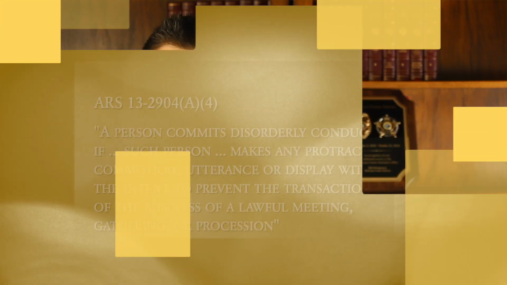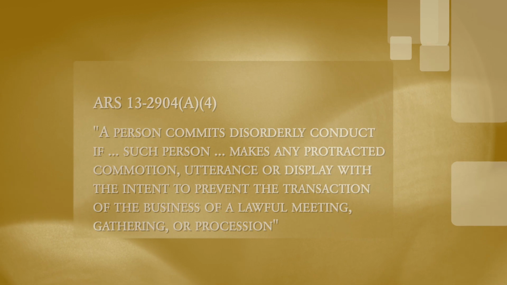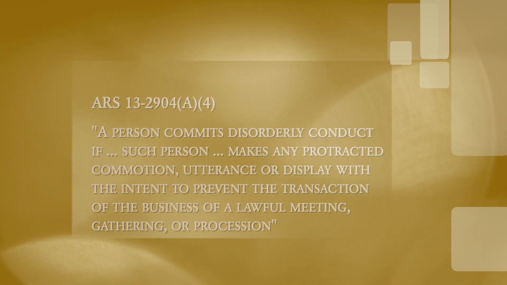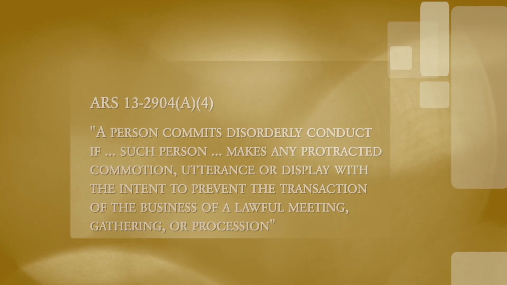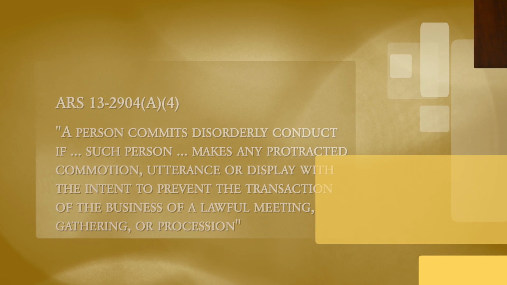Now, the fourth category is when somebody makes any protracted commotion, utterance, or display with the intent to prevent the transaction of the business of a lawful meeting, gathering, or procession. Here you see that a protracted commotion isn't enough on its own. This has to be done in the context of some sort of lawful gathering. An example would be if a person takes a megaphone to a town hall meeting or a city council meeting and starts screaming at the council members. That would fit under this subsection because the person is trying to disrupt this lawful government meeting.